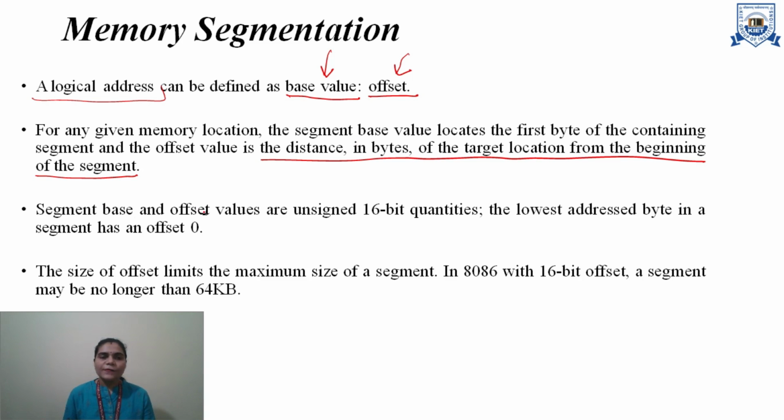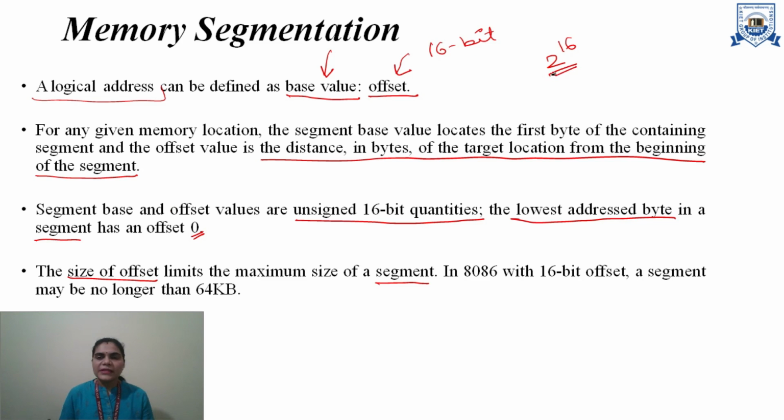A segment base and offset are unsigned 16-bit quantities. So the size of the base address and the size of the offset will be 16-bit. The lowest address byte in a segment will always have offset 0. The size of the offset will define the maximum size of the segment. Here the offset size is 16-bit, so the maximum size of a segment can be 2 to the power 16. The size of offset can define a 64 KB segment. A segment can never be longer than 64 KB.